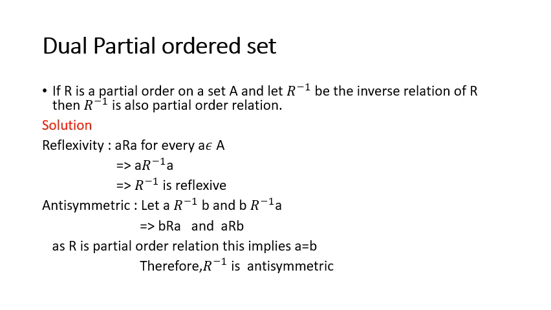Therefore, R inverse is antisymmetric. Because A R inverse B and B R inverse A, R inverse is a relation here. So we need to prove that A is equal to B in order to check antisymmetry. Since it is given R is a partial order relation on the set A, then if A related to B and B related to A, then A is equal to B obviously. So with this we can say that R inverse is antisymmetric.